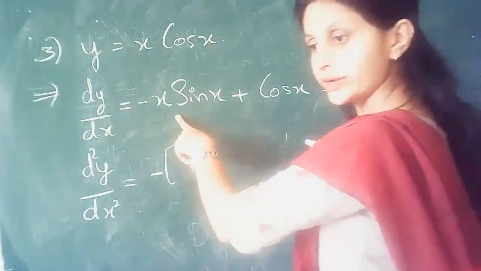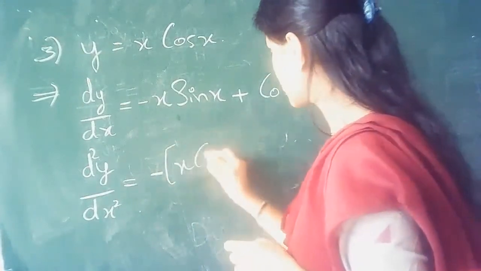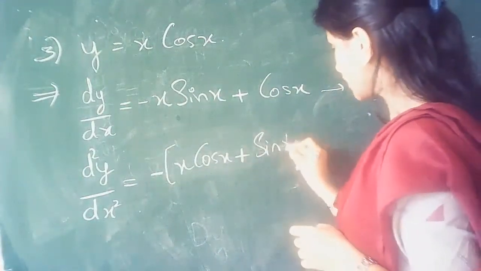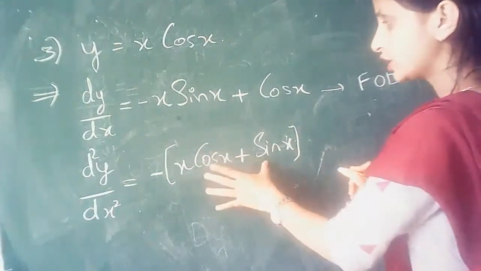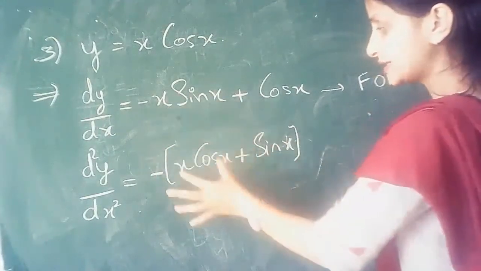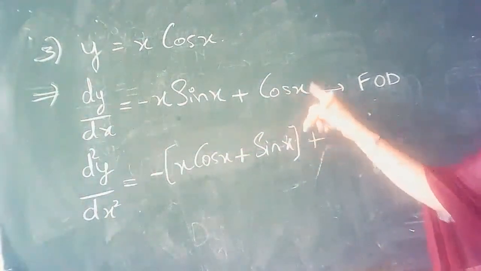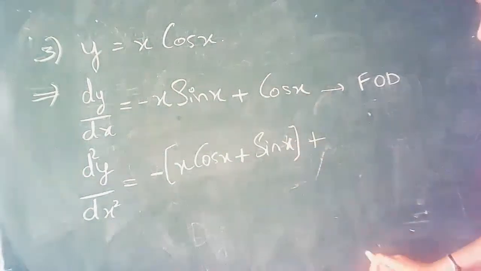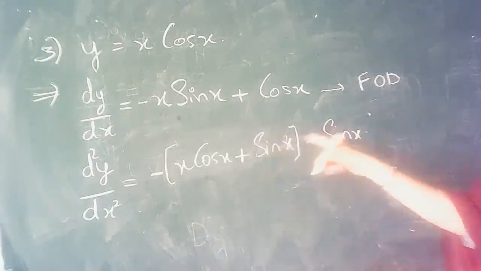See, again we are going to use the product rule here. Keep the first function as it is. Differentiate the second function, that is sin x. Differentiation of sin x is cos x, plus keep the second function as it is, differentiate the first function. Differentiation of x is 1. So this is differentiation of x sin x: x cos x plus sin x. Minus differentiation of x sin x is this. Now here differentiation of cos x is what? It is minus sin x. So this would be minus sin x. Now simplify it.